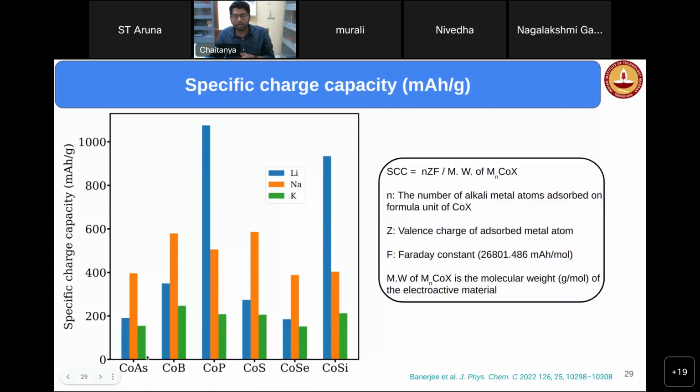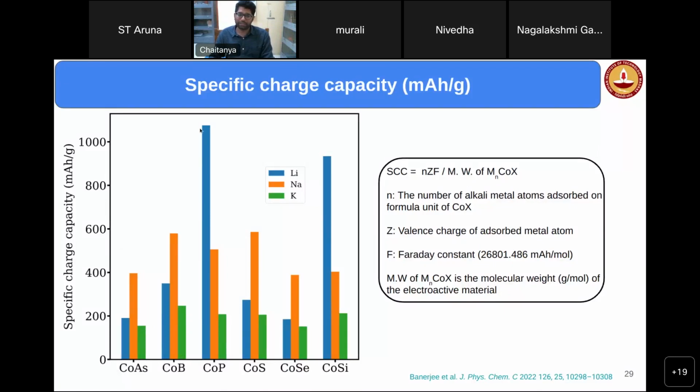Similarly, if you see boron, because cobalt boride is there and cobalt arsenide is there, since boron has a lower molecular weight compared to arsenic, although only one layer of potassium is adsorbing on both the cobalt arsenide and cobalt boride, the specific capacity is higher here because molecular weight is in the denominator. So like this, you can calculate the specific charge capacity.